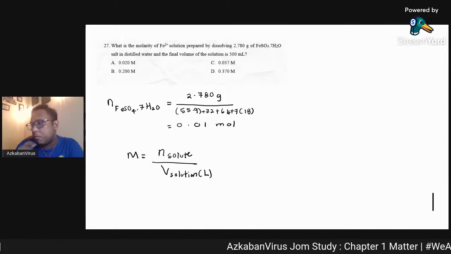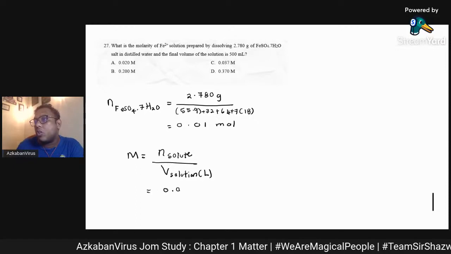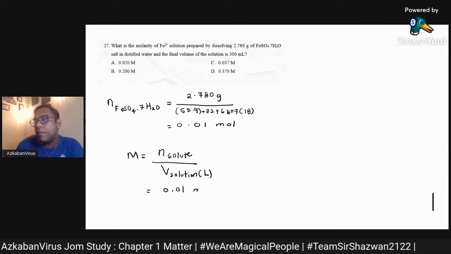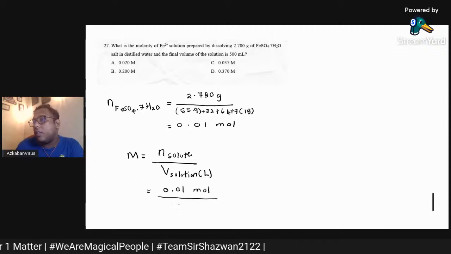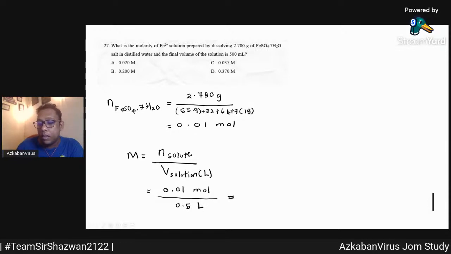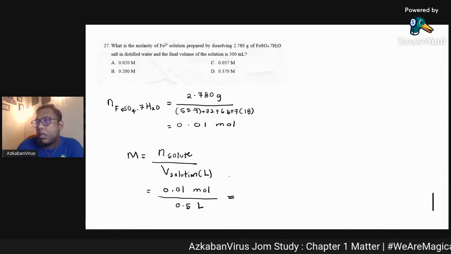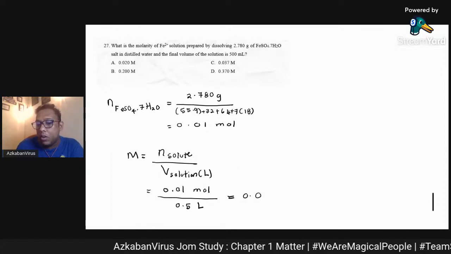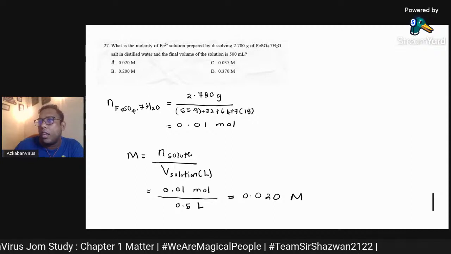in liter. Okay, so you ada mole dia 0.01 mole bahagi dengan volume dia adalah 0.5 liter. Ni sama dengan 0.020 molar. So jawapan dia adalah A.